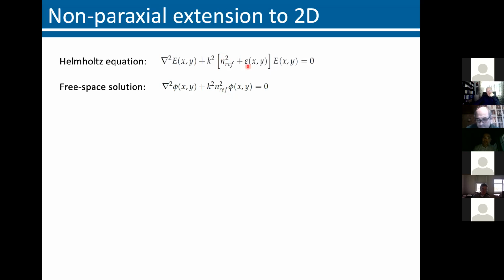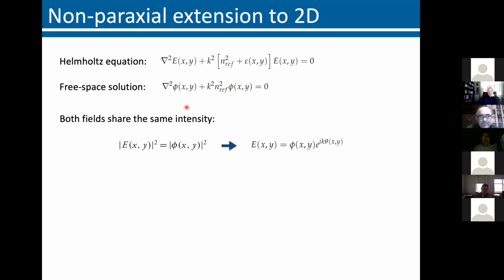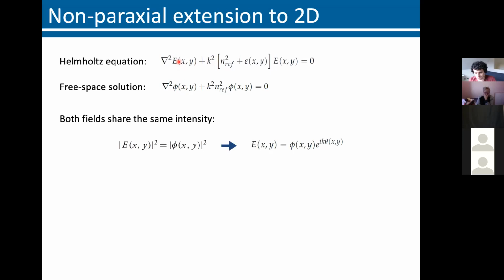And let's assume we know the free space solution, because, for example, let's take a Gaussian beam that goes through free space, and we know what the solution for phi is. Then if we want to find a potential epsilon for which this Gaussian beam also goes through the structure like a Gaussian beam without scattering, what can we demand? Well, we can demand that those two solutions, phi for free space and E for the inhomogeneous space, are not the same, but their intensity is the same. So we demand that the intensity of E and phi are the same, which results in the equation that E and phi are related to each other by a phase shift that is, of course, dependent on space through this function theta that depends on x and y.